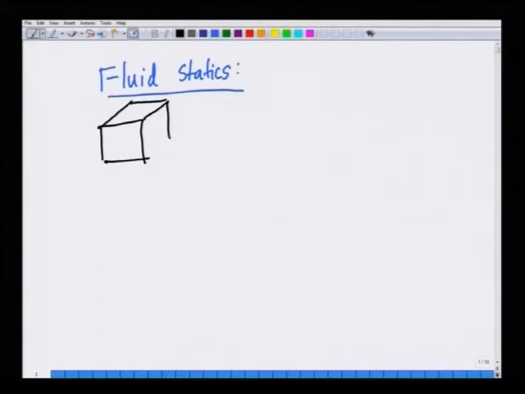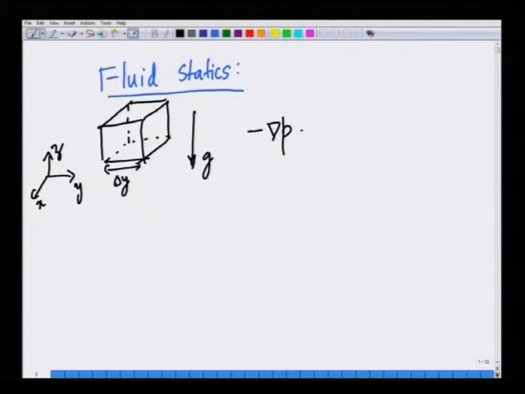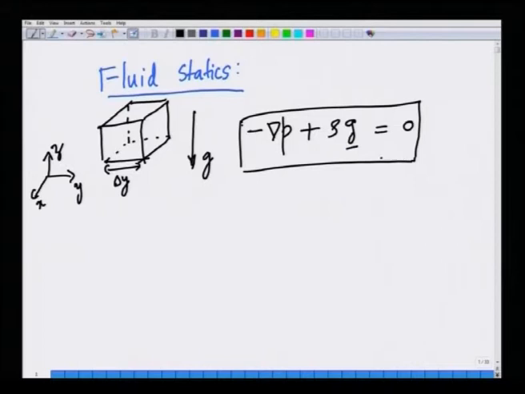So, we started by taking a volume element of a fluid under the influence of gravity, and we took a coordinate system x, y and z. In the limit when the dimensions of the volume element shrink, we derived a fundamental equation for fluid statics: minus the gradient of pressure plus density of the fluid times gravity is equal to 0. This is a fundamental equation that is of use in describing several features of fluids under static conditions.